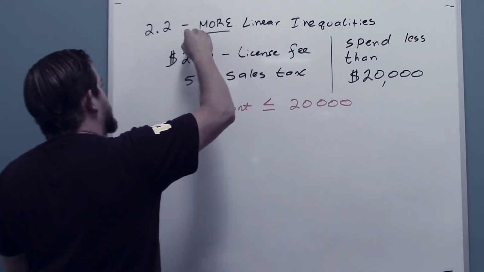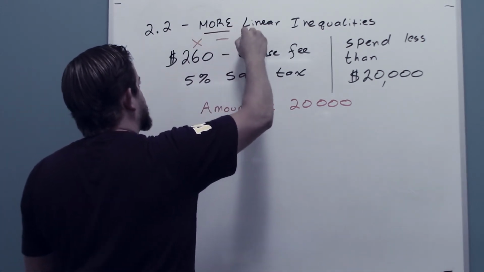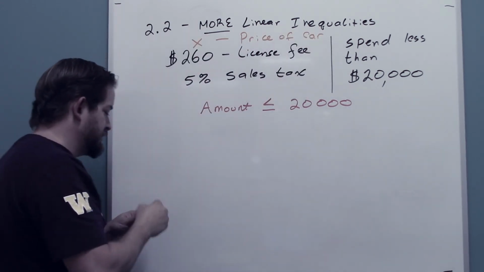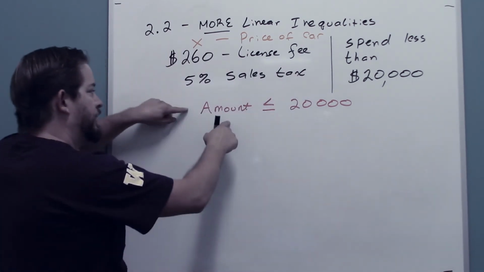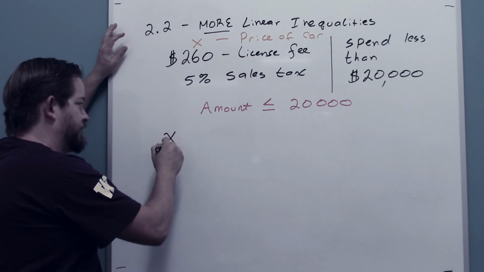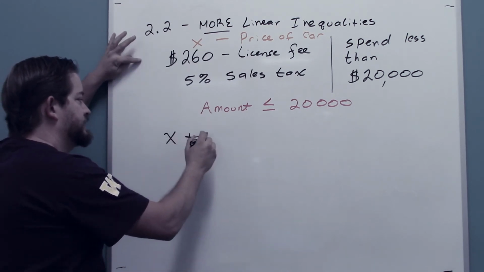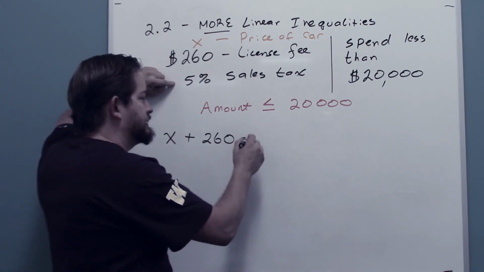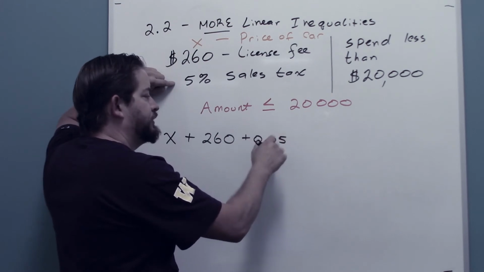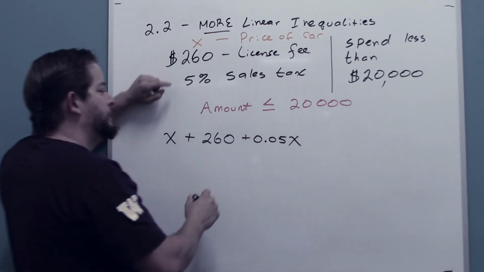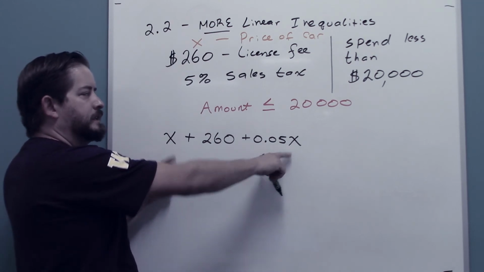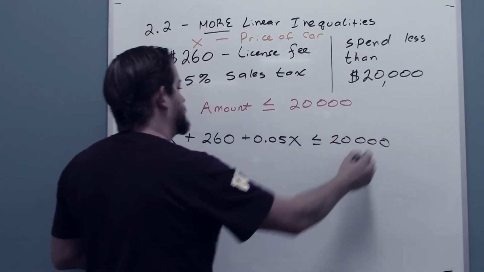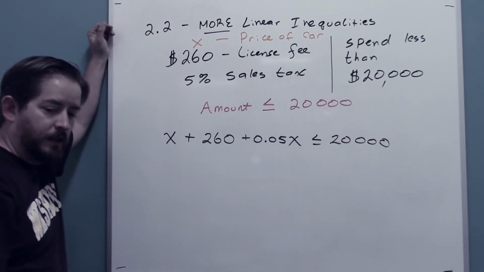Let's just call x the price of the car. Well, it's these three things, so let's write that in our expression. The amount that he spends on this car is the price of the car, plus a $260 licensing fee, plus he has a 5% sales tax, and so that is 0.05, that's 5%, multiplied by the price of the car. So the price of the car is going to appear twice in this inequality. This must be less than or equal to 20,000. And that's my inequality that I'm playing with.